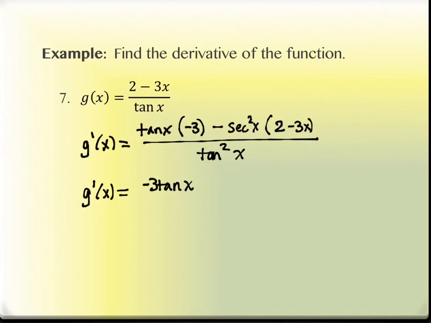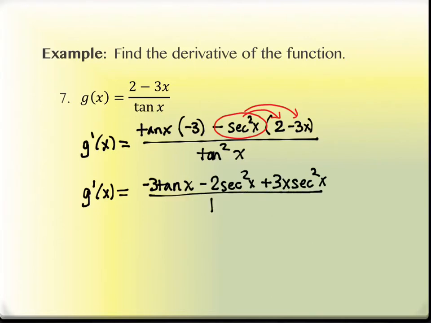On this one over here, I'm actually going to do a distribution of these pieces. So I have the negative secant squared times 2, so that's -2 secant squared x. And then I have negative secant squared of x times -3, so that would actually be a positive 3 secant squared of x. And all of this is over tangent squared of x.